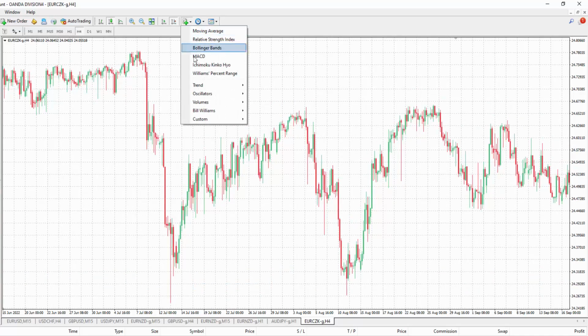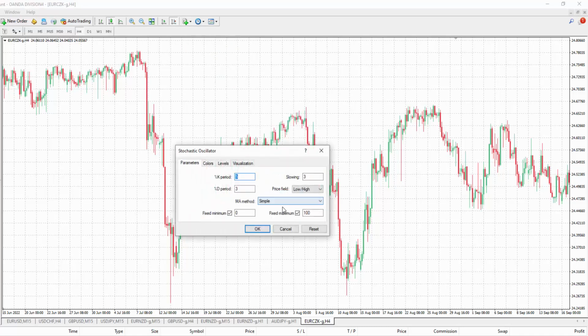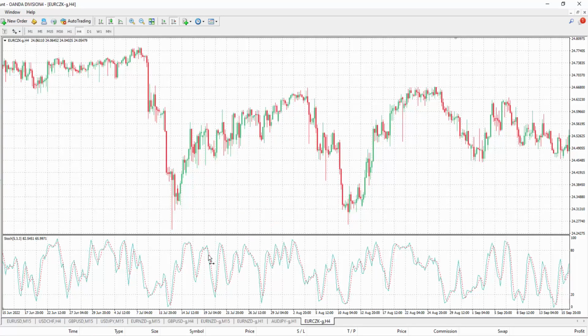Let me show you another oscillator. The stochastic oscillator. Actually, not my favorite oscillator, and I don't use it, but I think you should be aware of it. I'll just adjust this to make it a little bit more user-friendly.